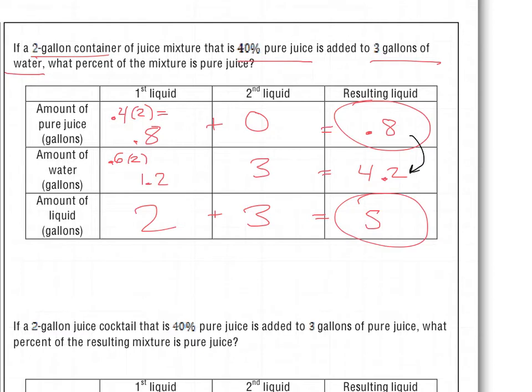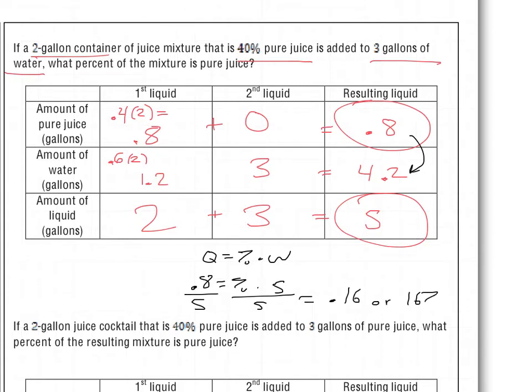0.8 and 4.2, so I'm looking for the percent that is juice. Q is equal to percent times whole. Our whole is 5 gallons. Our quantity is 0.8 gallons of juice. Divide by 5, divide by 5. And that should give us 0.16 or 16%.